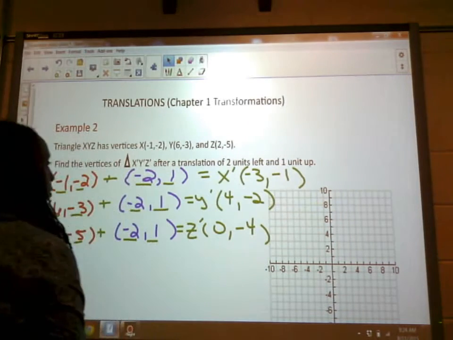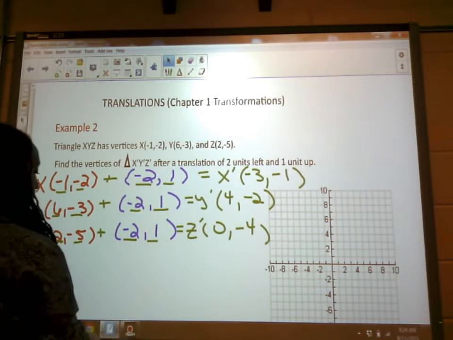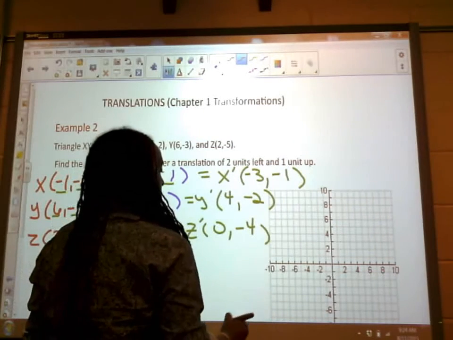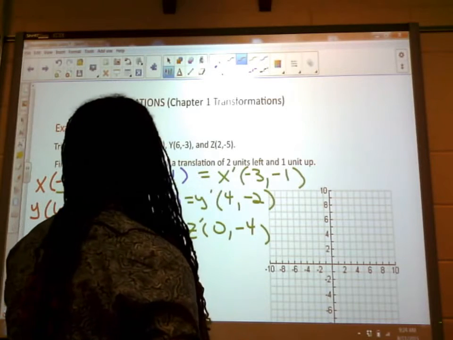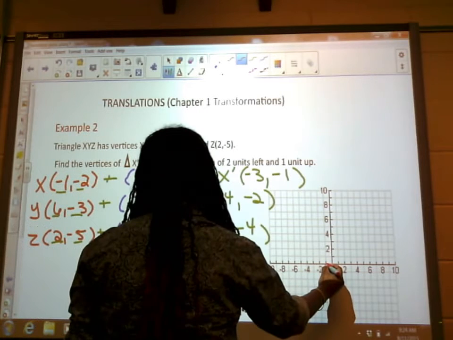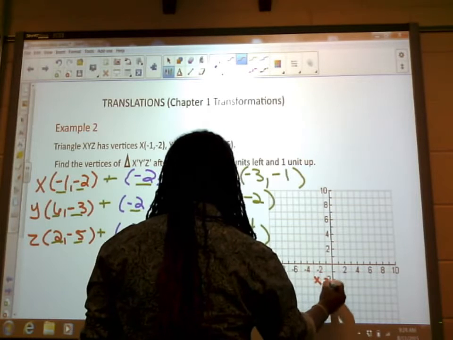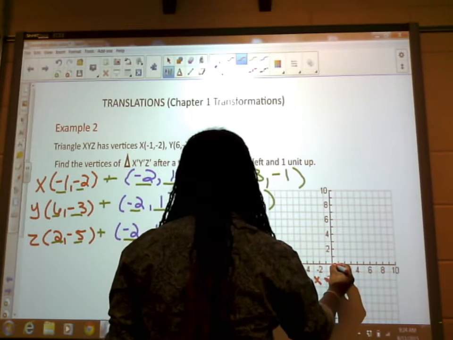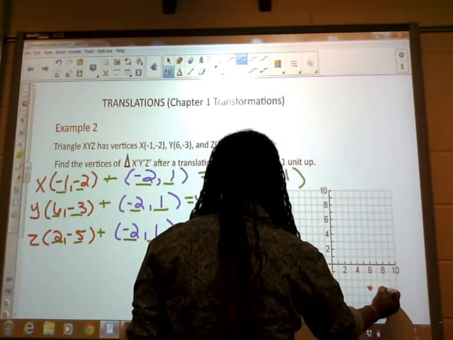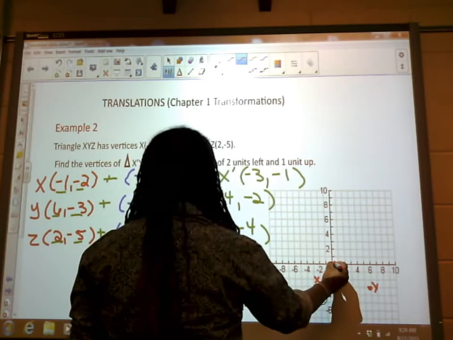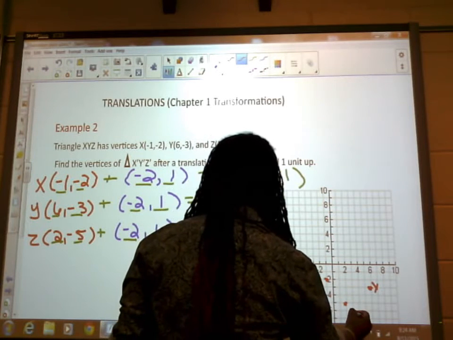Now going back to the last example, we saw that you could get these same ordered pairs by actually hopping. So what I'm going to do is plot my originals, and then I'm going to use the same method that we used in the previous example just to verify that my green ordered pairs are correct. So from the origin, (-1, -2), that's X. Back to the origin, (+6, -3), that's Y. And back to the origin, (+2, -5), that's Z.